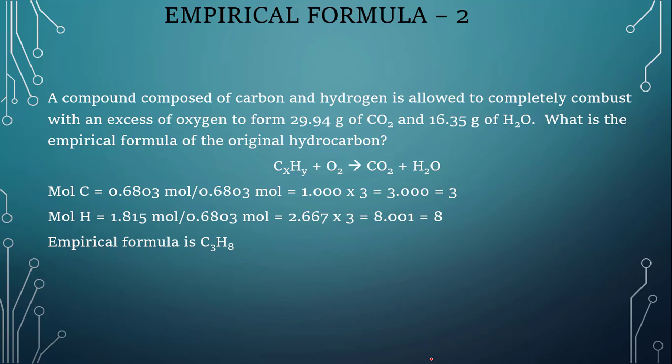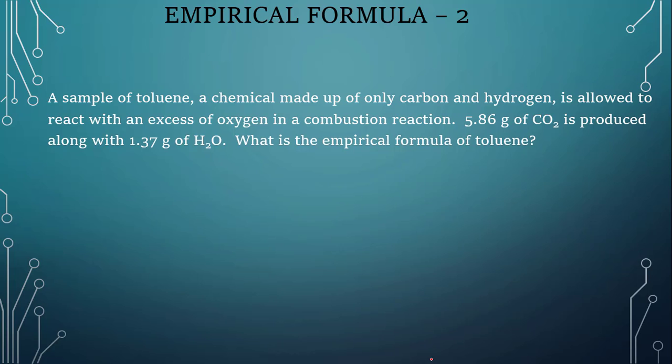Let's go on to a second example. Toluene is another hydrocarbon. It's allowed to react with an excess of oxygen in a combustion reaction, and so carbon dioxide and water will be produced. You are given the values of the carbon dioxide and the water. What is the empirical formula of toluene? Stop, figure it out, come back, check your answer, and we'll go through it. Go. And the answer is C7H8.